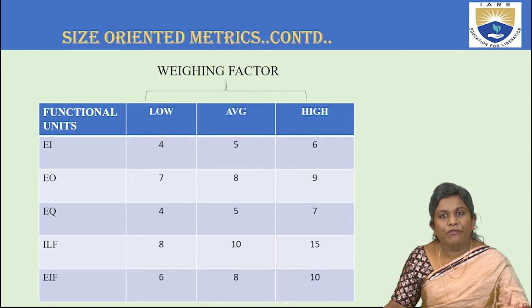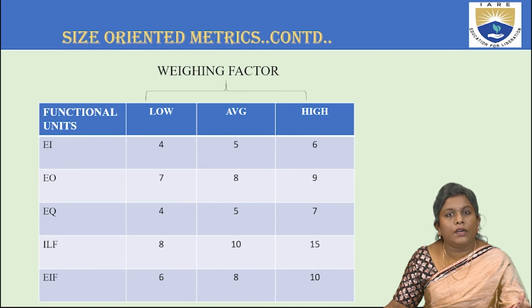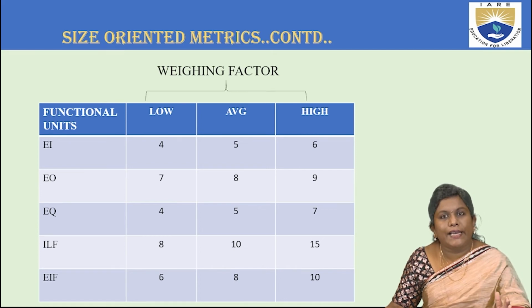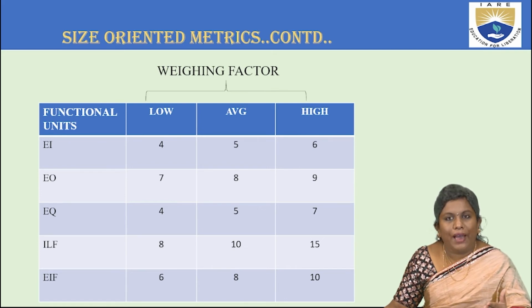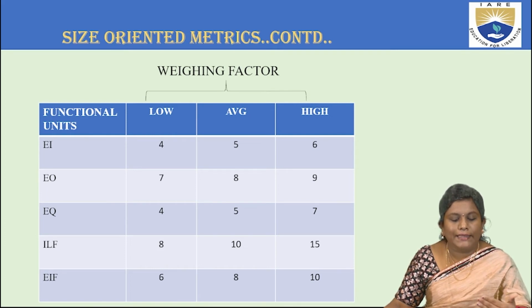And the weighting factors are assumed to be in the low, average and high terminologies. So low, you have some values already being defined. Average, some values being defined. High, some values being defined. Now, what are these values?